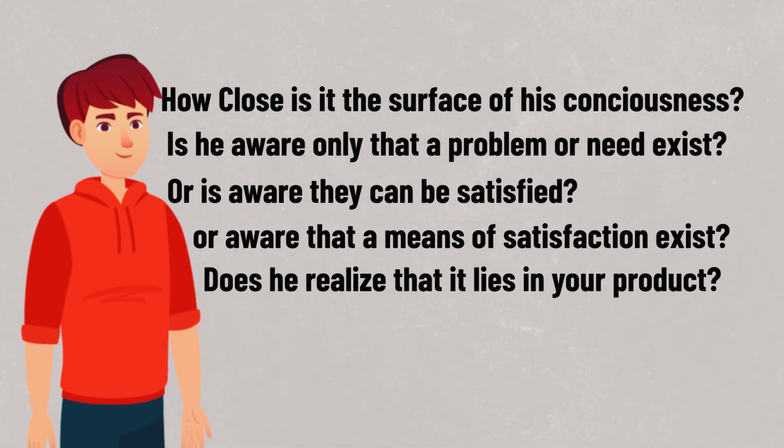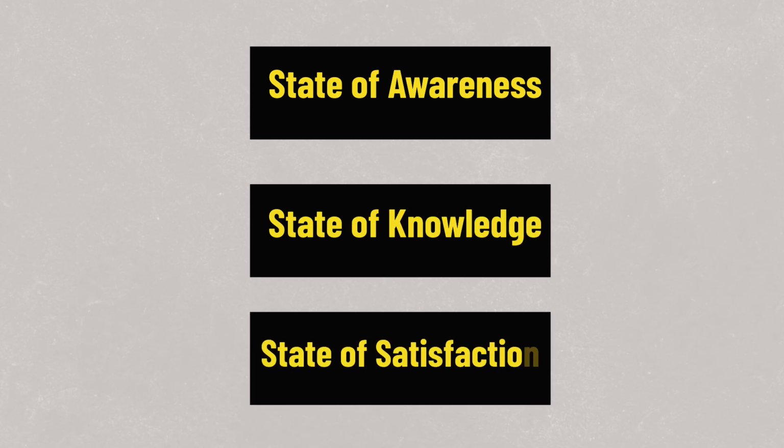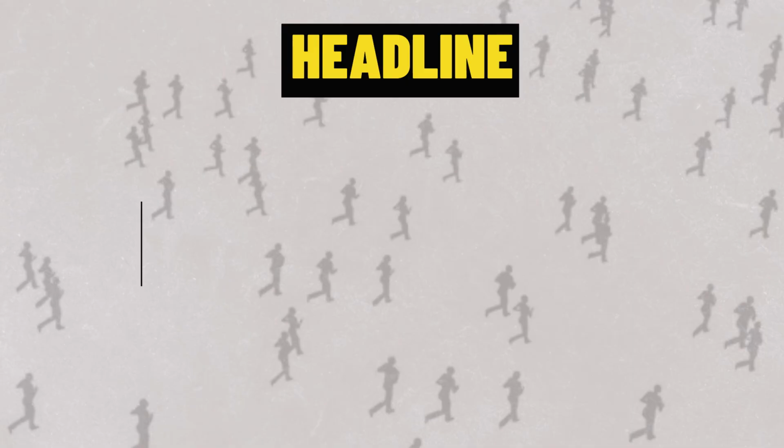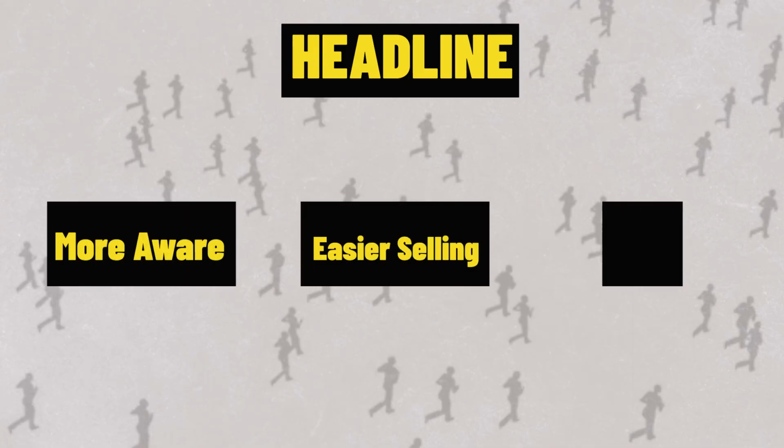The answer to these questions will help you determine the state of awareness of your market, their present state of knowledge about your product, and the satisfaction that your product performs. It is at this precise point of awareness that your headline begins. In its natural development, every market's awareness passes through several stages. The more aware your market, the easier the selling job, the less you need to say. Let's go down the awareness scale step by step.